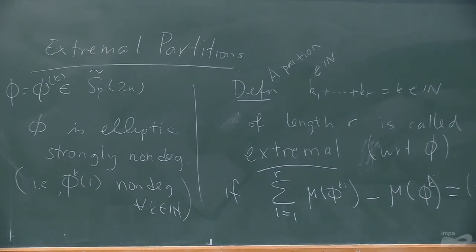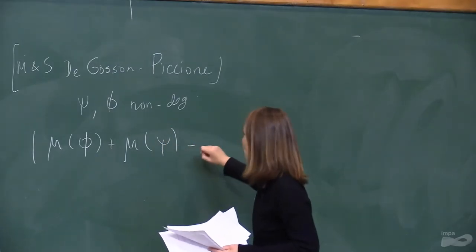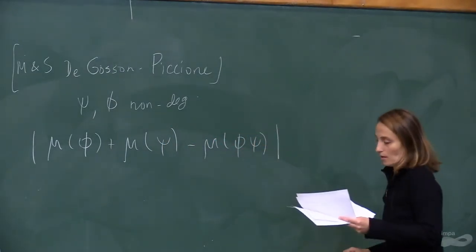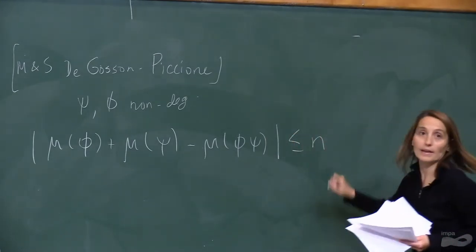And Piccione says the following thing. If you take two non-degenerate symplectic paths, then if you look at the sum and the difference, I compose them, this is less or equal to n.